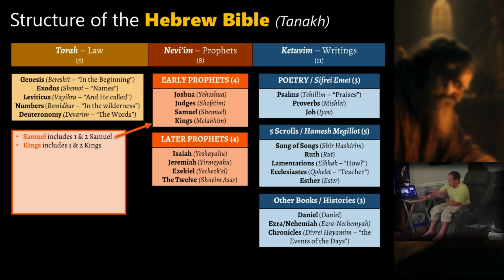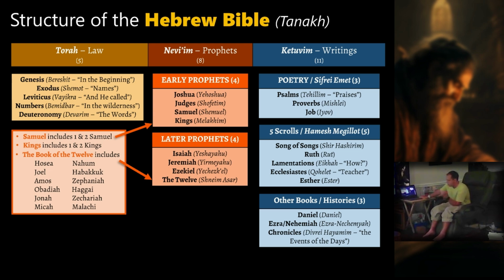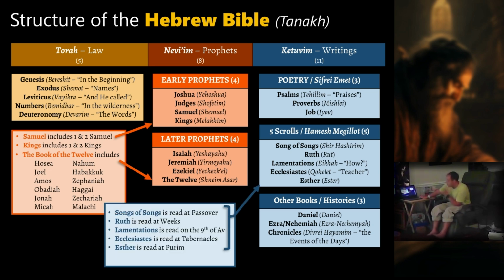Like I've already mentioned, Samuel includes 1st and 2nd Samuel. Kings includes 1st and 2nd Kings. The book of the 12 includes Hosea, Joel, Amos, Obadiah, Jonah, Micah, Nahum, Habakkuk, Zephaniah, Haggai, Zechariah, Malachi. And then, over here, I'll put this next thing up too. Chronicles includes 1st and 2nd Chronicles.